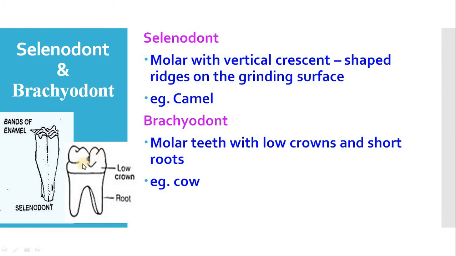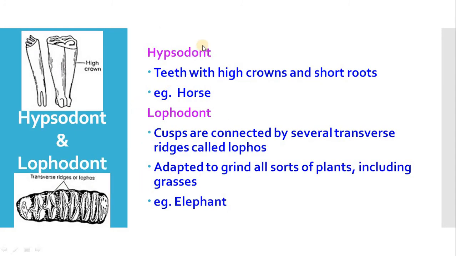The molar teeth with very low crowns and short roots. Example, cow. Then hypsodont, teeth with high crowns. See here, the crown is very high and the roots very short. For example, horse. Then lophodont, cusps are connected by several transverse ridges called lophs. Each transverse ridge is called a loph. Adapted to grind all sorts of plants, including grasses, for example elephants.